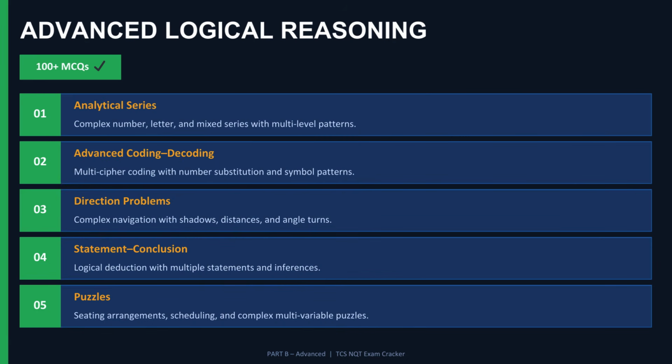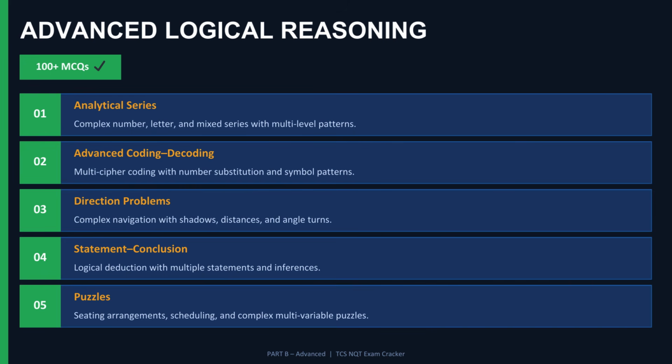Move to next slide 7. Advanced Logical Reasoning. 5 topics, but each one is more complex than what you saw in the foundation section. Topic 1. Analytical Series. Complex number, letter, and mixed series with multi-level patterns. Do not expect simple patterns here. You need to think at multiple levels.